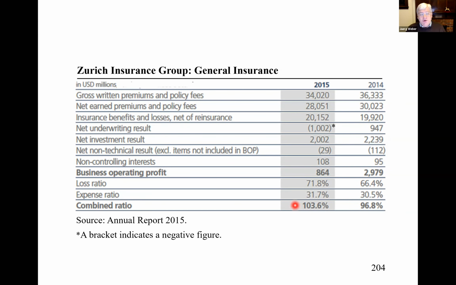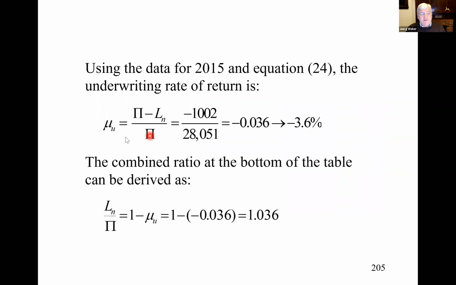So Zurich Insurance in 2015 was making a loss on the insurance business. That happens quite often. So we have a negative return on the underwriting business. So don't be alarmed if your insurance company has a negative return on the underwriting business. We will explain later on that this actually happens quite often.